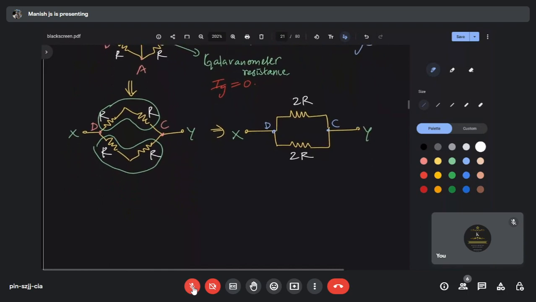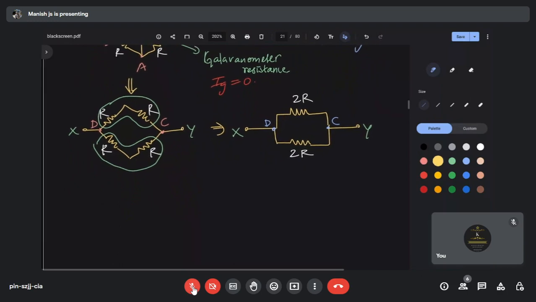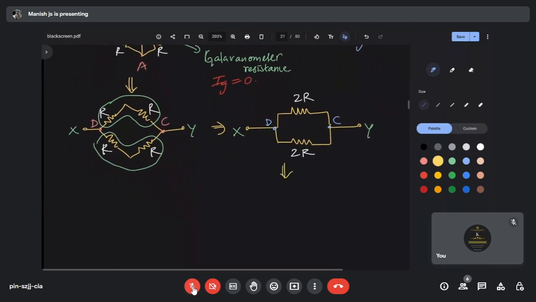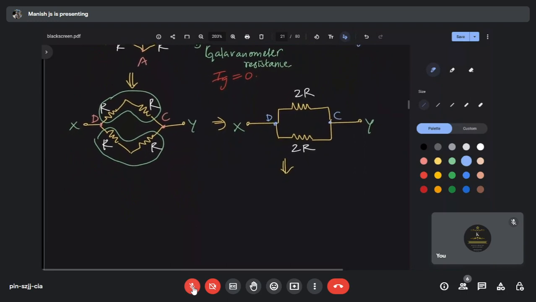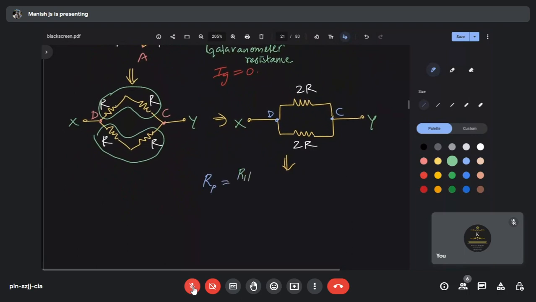So now these 2R and 2R, what combination are they in? Parallel, sir. Very good, they are in parallel combination. So what is the final answer? Apply the parallel combination. When two resistors are in parallel, you can find the equivalent resistance using a direct shortcut formula. Do you remember? This class I taught you. R1 R2 upon R1 plus R2. You can apply this directly. So what is R, sir.